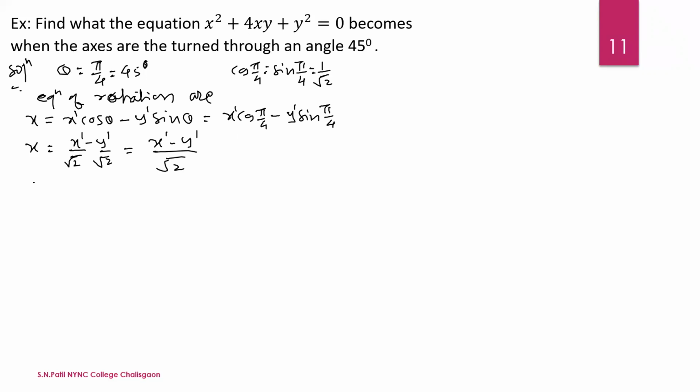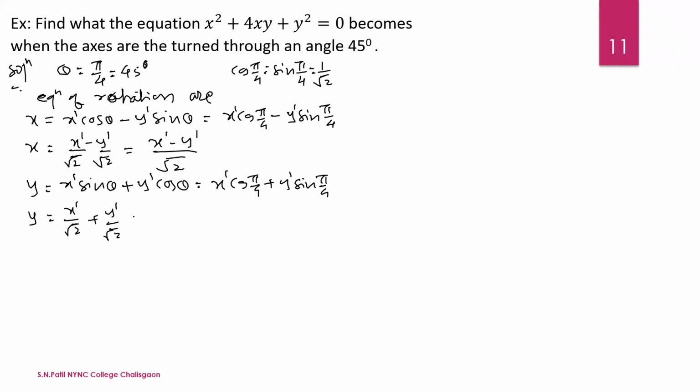Now similarly find y. y is equal to x dash sine of theta plus y dash cos of theta. Now put the value, that is x dash sine pi by 4 plus y dash cos pi by 4. Putting the value of pi by 4, y is equal to x dash plus y dash divided by root 2, where the denominator is the same. Call these equation 1 and equation 2.